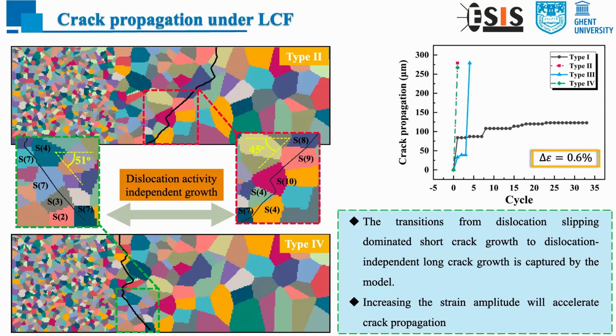So when we increase the strain amplitude, we can see that the crack propagation rate is also increased. And there also will be two regimes. The first is the short crack regime, and then the long crack propagation regime. And the angle is like 45 degrees and 51 degrees to the loading direction.